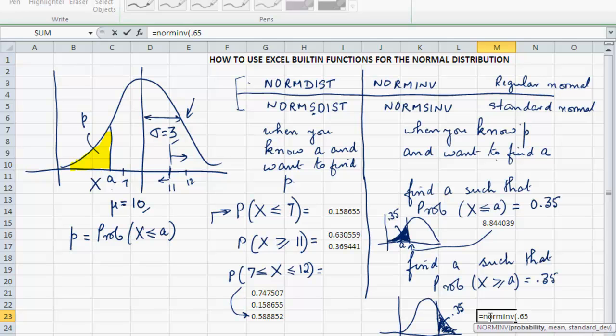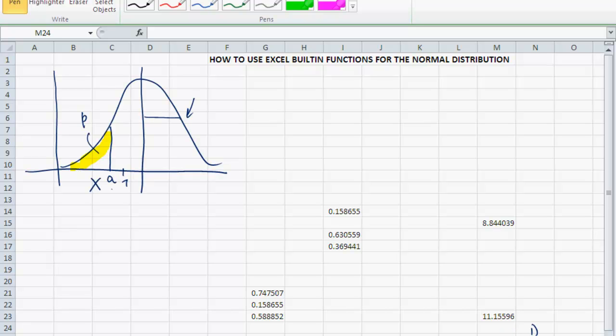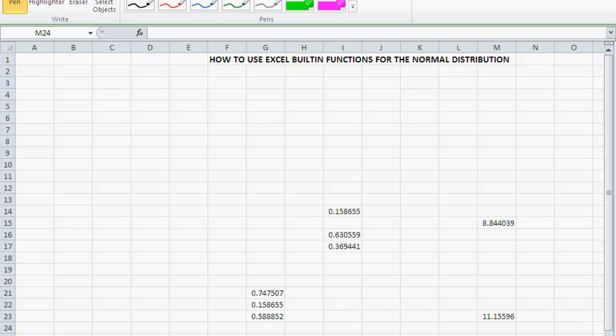It wants the left hand side area. So I have to give it 0.65 as the input rather than 0.35 in order to find the correct location on the x-axis. So the probability is 0.65, the mean is 10, and the standard deviation is 3. I should get an answer that's somewhat higher than 10, and it turns out to be 11.1. So I have to be at 11.1. In other words, the probability of x being greater than or equal to 11.1 is equal to 0.35.